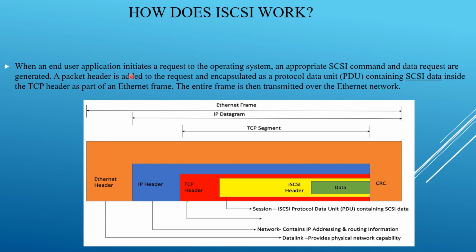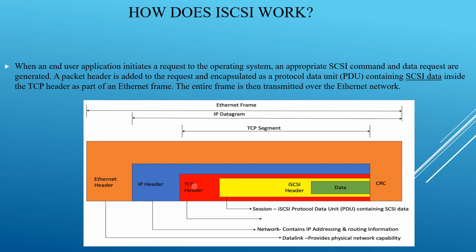When an end user application initiates a request to the operating system, an appropriate SCSI command and the data request are generated. A packet header is added to the request and encapsulated as a protocol data unit containing SCSI data inside the TCP header, part of the Ethernet frame. The entire frame is then transmitted over the Ethernet network.